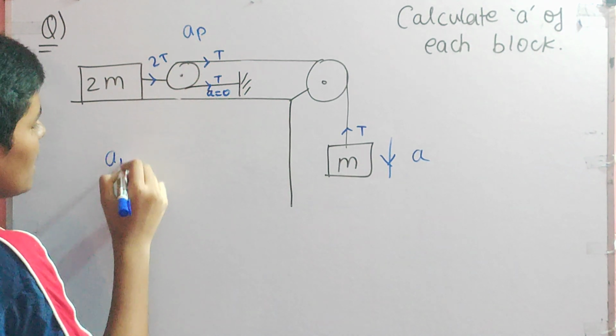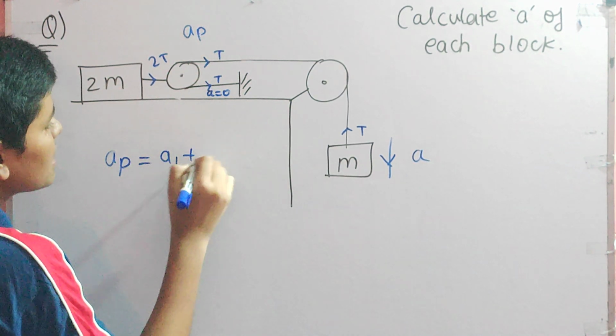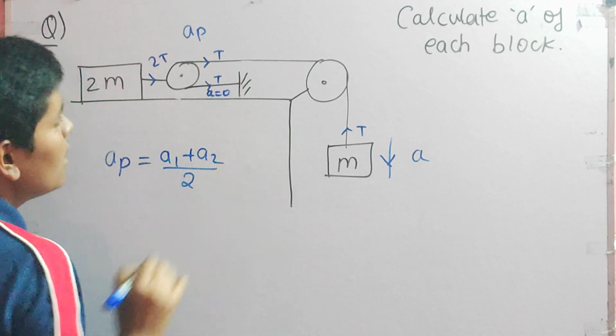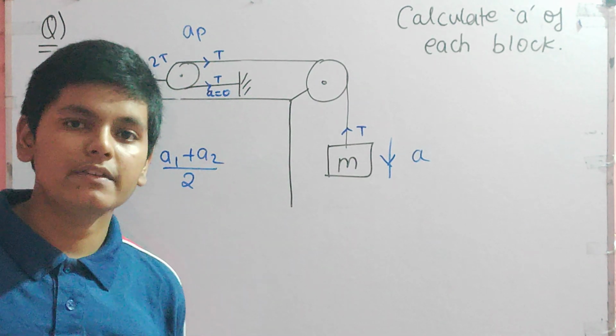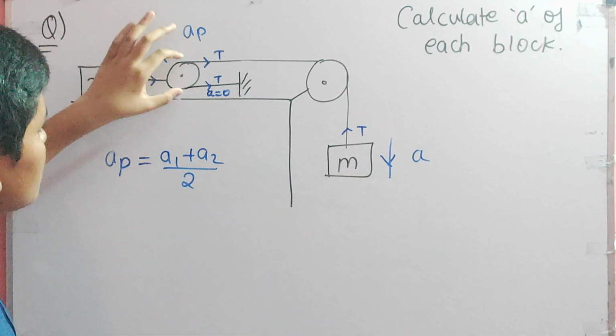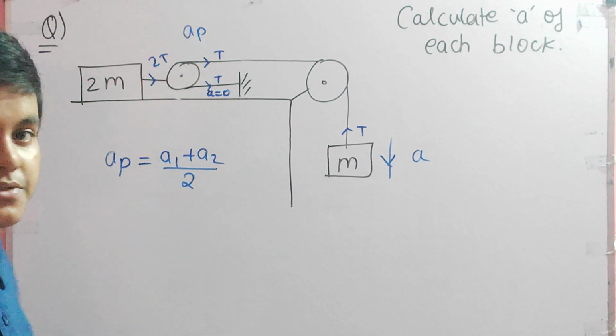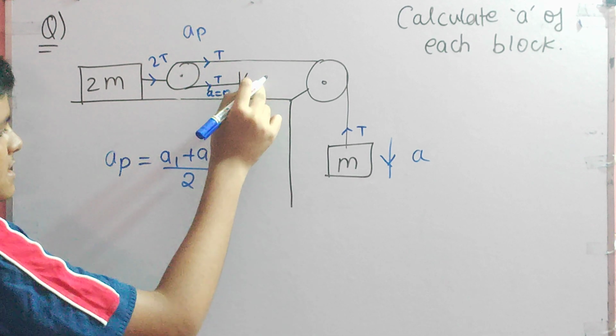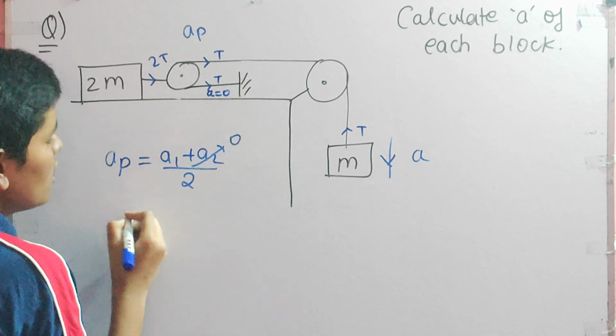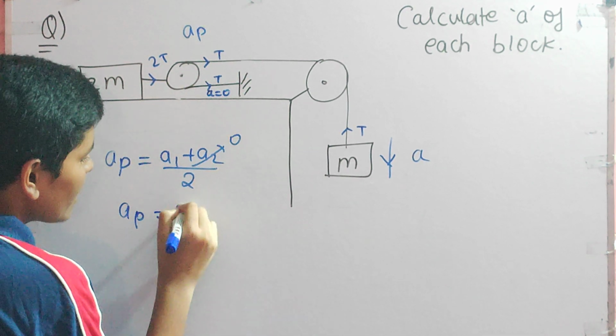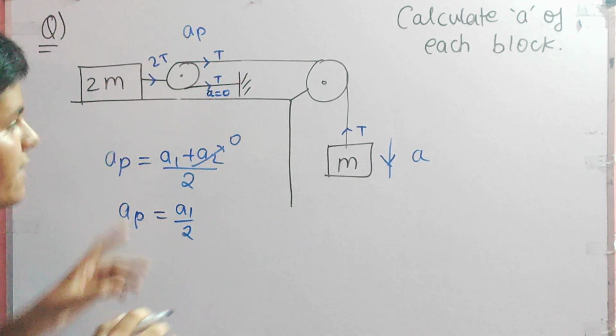We have the formula AP equals (A1 plus A2) by 2. Now what is A1? A1 is the acceleration of the first string. So this is the system, this is the acceleration of the first string and this is the acceleration of the second string. As the second string is fixed, this acceleration is 0. So AP equals A1 by 2. And what is A1?